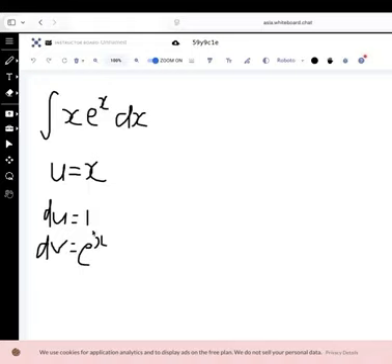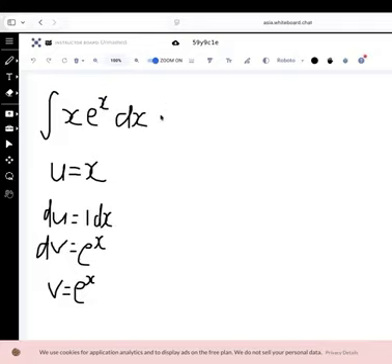Now we need to find v this time. And to find v, we have to integrate dv. As you can see, for the u part, if you want to find du, you need to differentiate it. But for finding v, we need to integrate instead, because we are getting rid of the d here. And so the integral, or the antiderivative, of e to the x is just e to the x. And I should put a dx here, just in case.